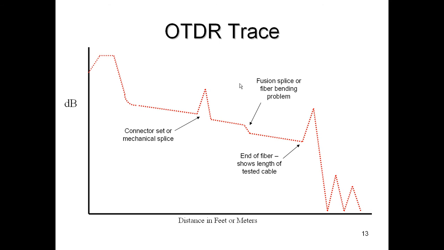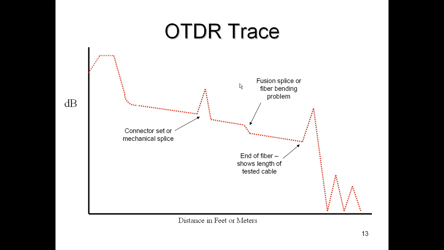Now further down the line, you see where it takes a dip down. This is going to be indicative of a fusion splice or possibly a bend radius issue where the fiber is excessively bent. And then at the end of the fiber, we're going to see, again, a reflective event, because that's where the fiber ends. And then over on the far right-hand side, where it's bouncing around, we call that the noise floor. Different OTDRs can be set up different ways to do different things, but this is basically the kind of picture you're going to get.